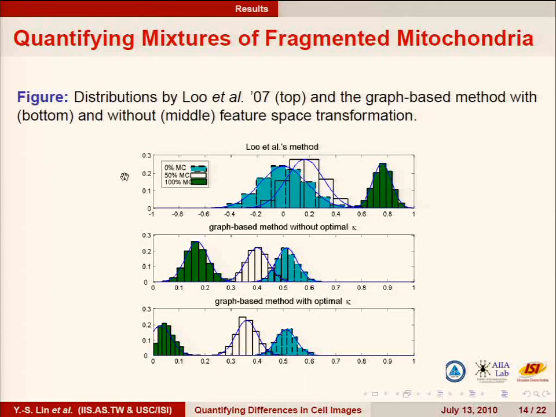So let's see some of the experimental results. We generate a set of images of quiet mitochondria, and another is images of intact mitochondria that has noise. Another set are images where part of the mitochondria are fragmented and part are intact, normal.